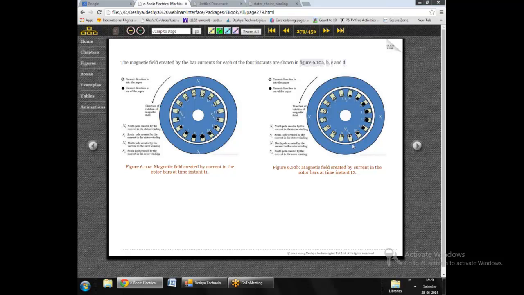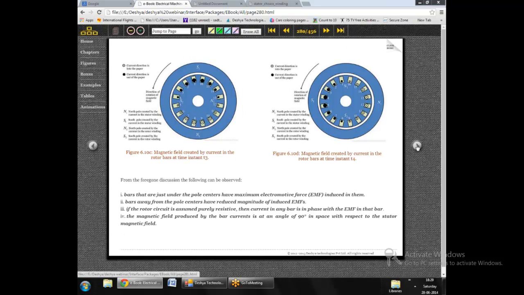At time instant t2, when the stator magnetic field rotates by 90 degrees, the rotor magnetic field also rotates by 90 degrees. And this happens for time instants t3 and t4 as well. So we can see that at each and every time instant the angle between the stator and the rotor magnetic field remains constant. It remains at 90 degrees, which is an important point.